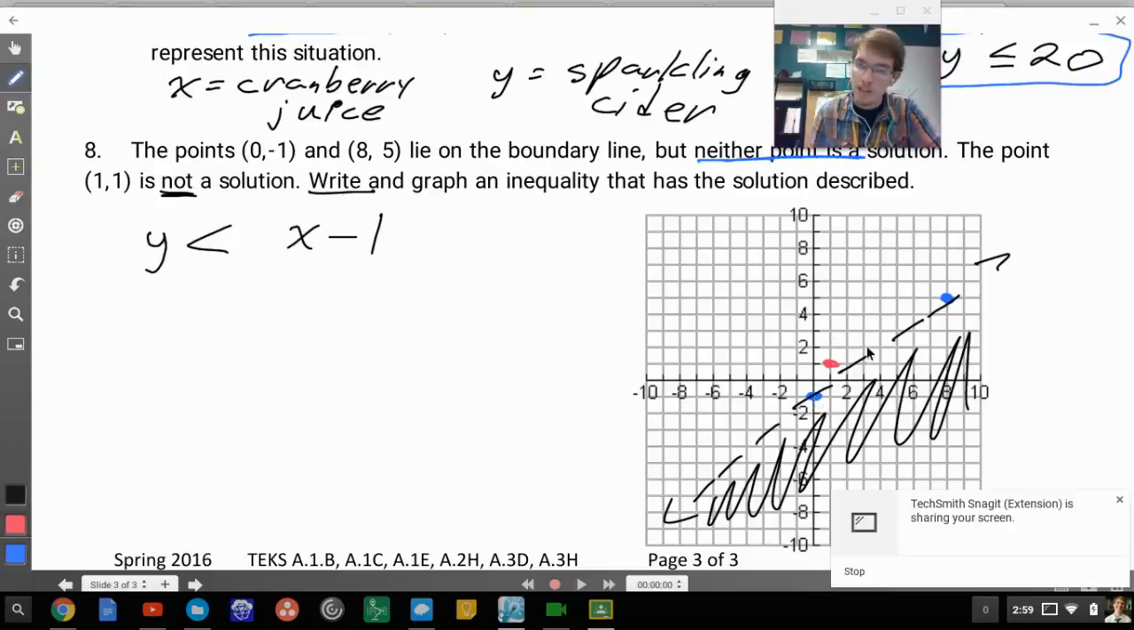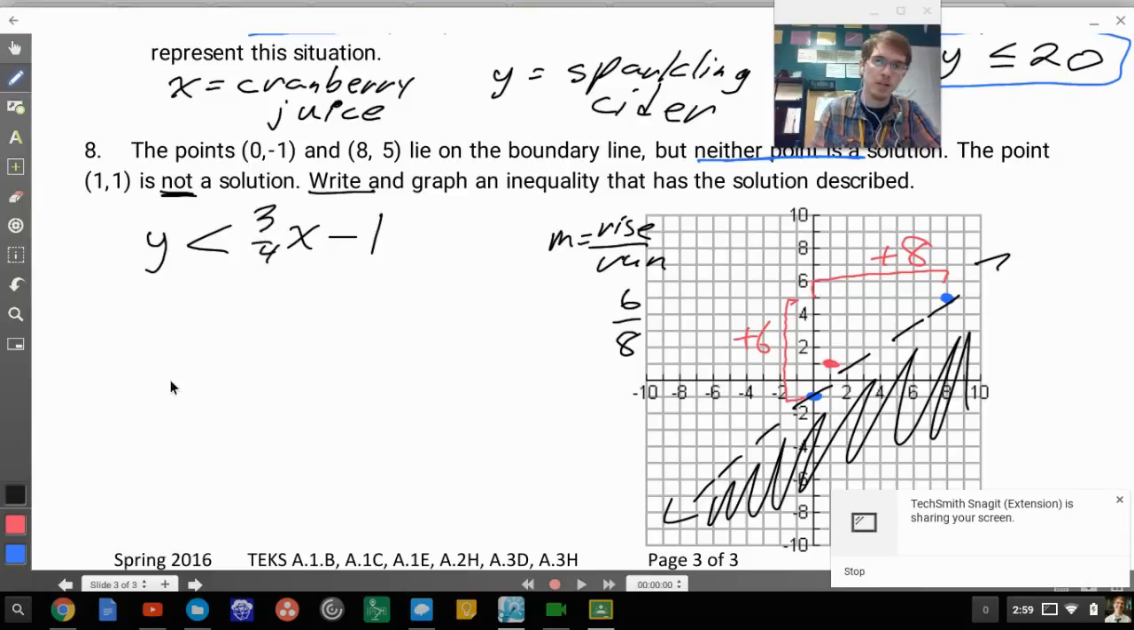And we need to figure out the slope. So let's see. I got these 2 good points on the line. I'm going to use those 2. So the rise is 1, 2, 3, 4, 5, 6. And the run is over 8. So it's going rise over run, which is 6 over 8, or 3/4. So 3/4 x. Y is less than, because it's below, 3/4 x minus 1. And that is our inequality.